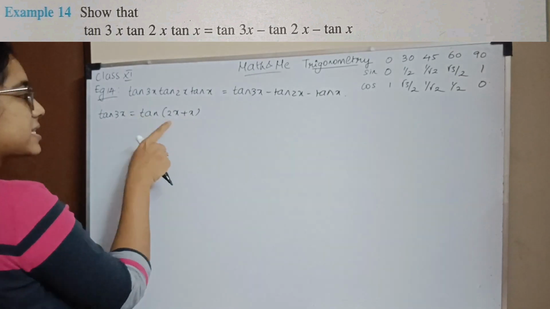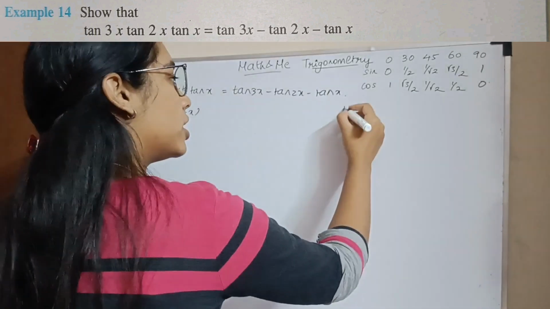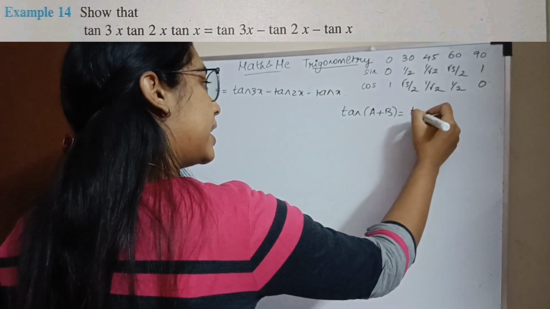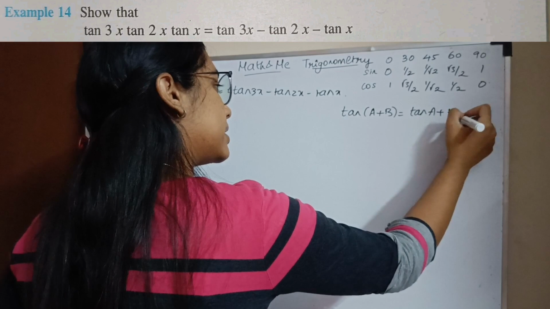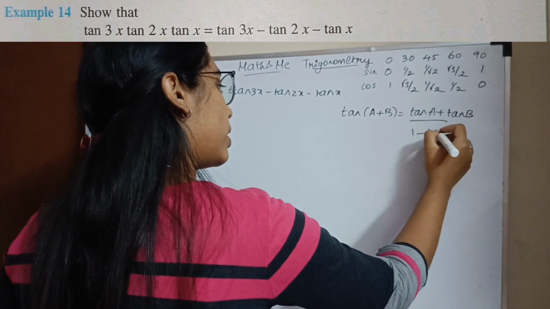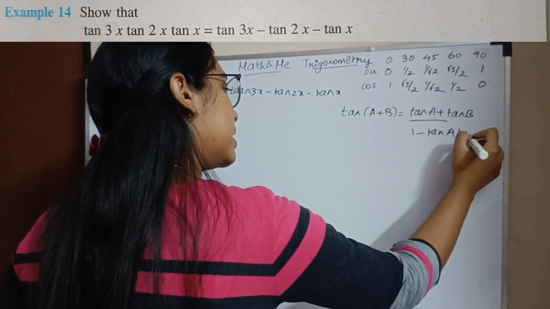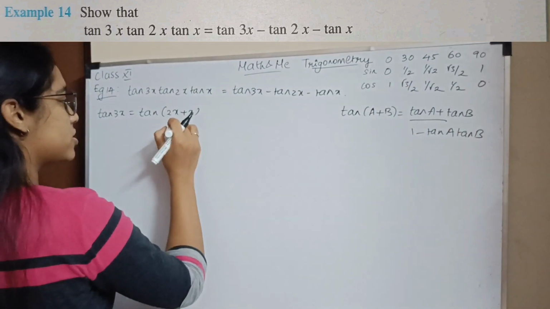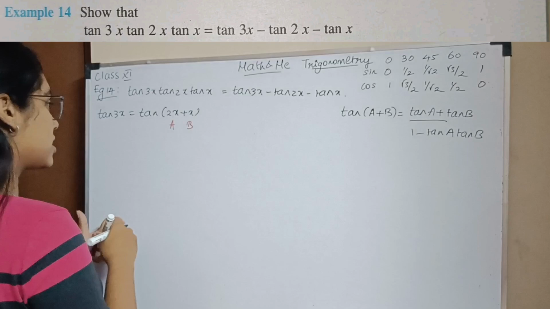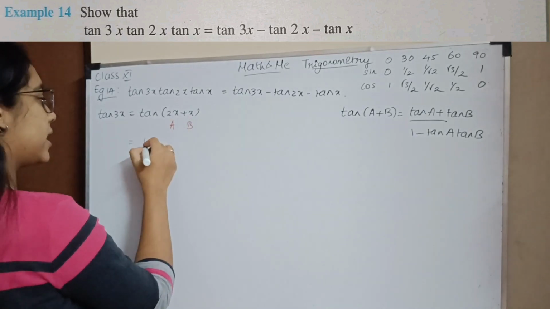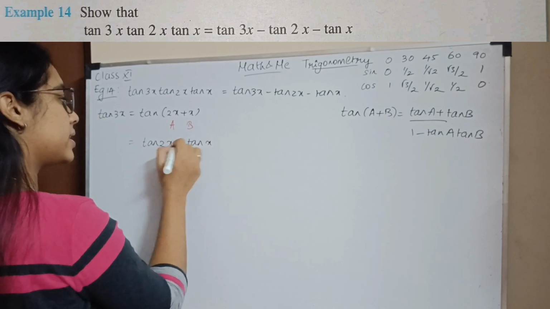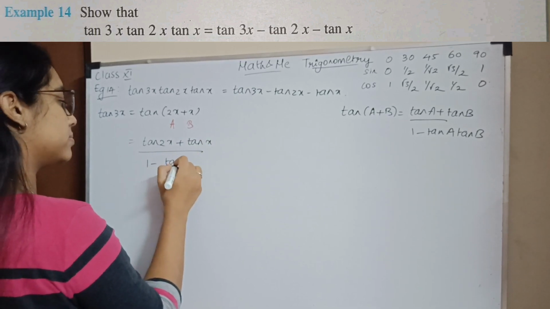So, now I will split the 3x. What formula do you know? Tan of a plus b is tan a plus tan b divided by 1 minus tan a tan b. You know this formula. So, now my a is 2x and my b is x. So, using this formula, I will have tan a plus tan b divided by 1 minus tan a tan b.